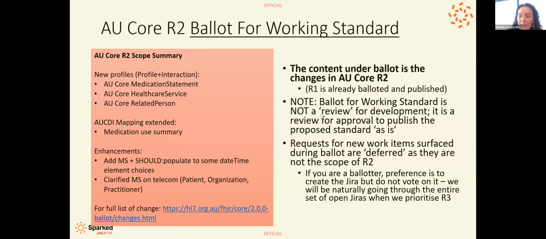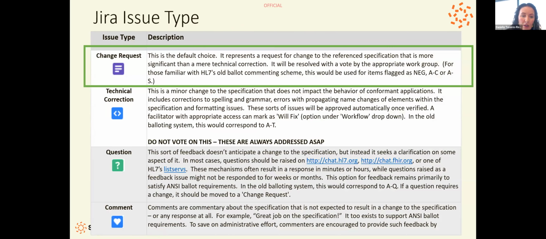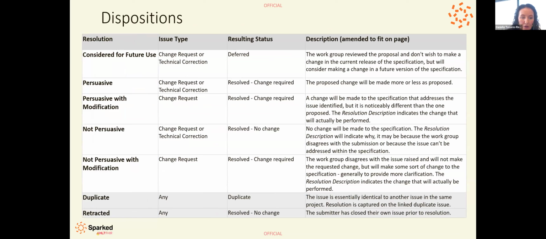As we go through and make some decisions on this content, we also have to consider whether or not things are out of scope, whether or not things are applicable, how much work is involved. So coming into our dispositions that we're about to vote on, as we consider each item, we can make one of these choices. We can decide that something is not for change in this release, but should be considered from the next release onwards. That's considered for future use. We can decide that what is raised, we want to change basically as is, which is persuasive.